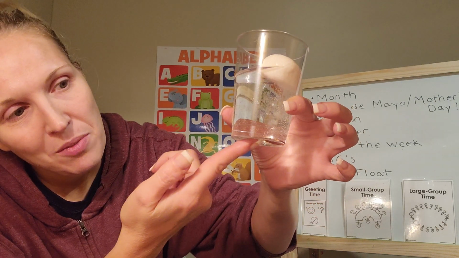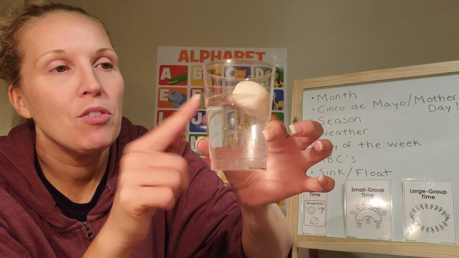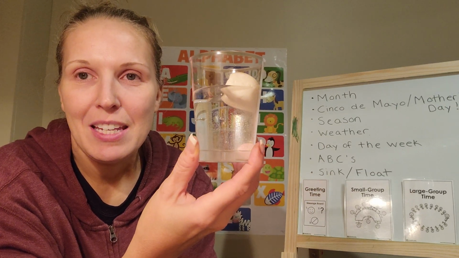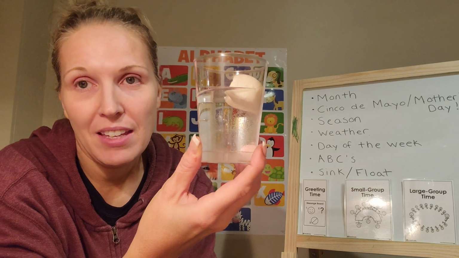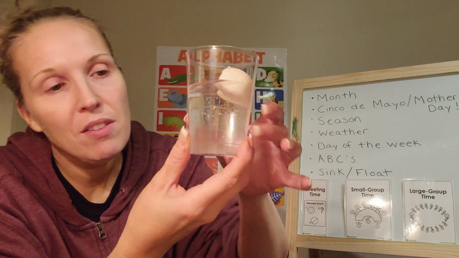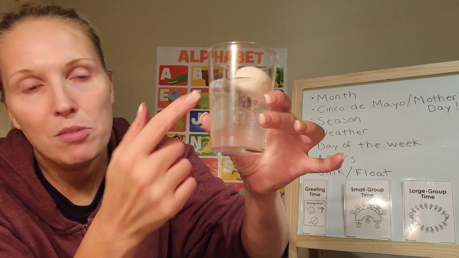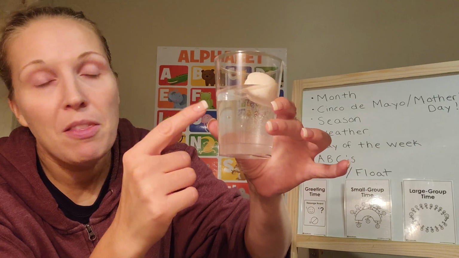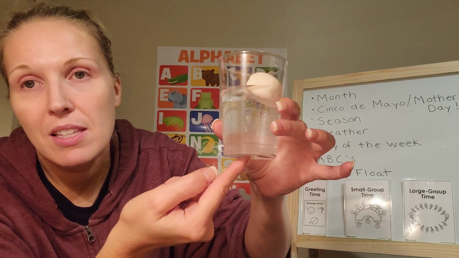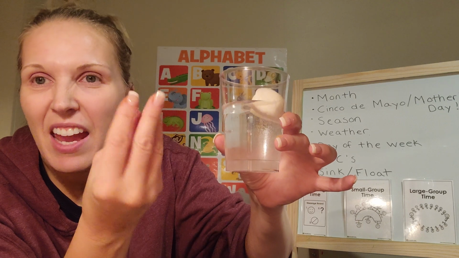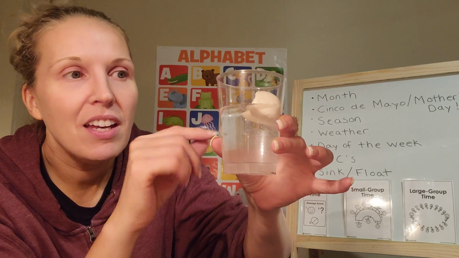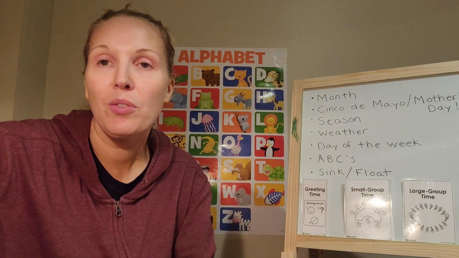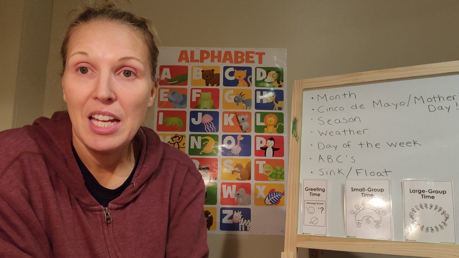So, the reason why the penny sinks and the marshmallow floats is because of something called density. And density means how heavy something is for its size. So even though the penny is smaller than the marshmallow, it's heavier than the marshmallow. And the penny is heavier than the water, so it sinks to the bottom. The marshmallow has lots of air in it, so it's nice and light, and it's lighter than water, so it floats on top.